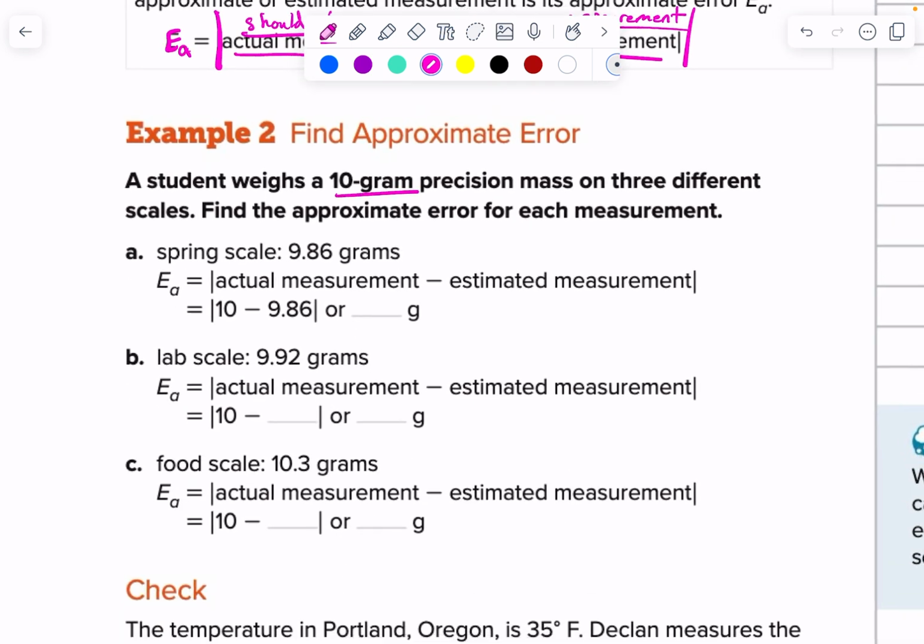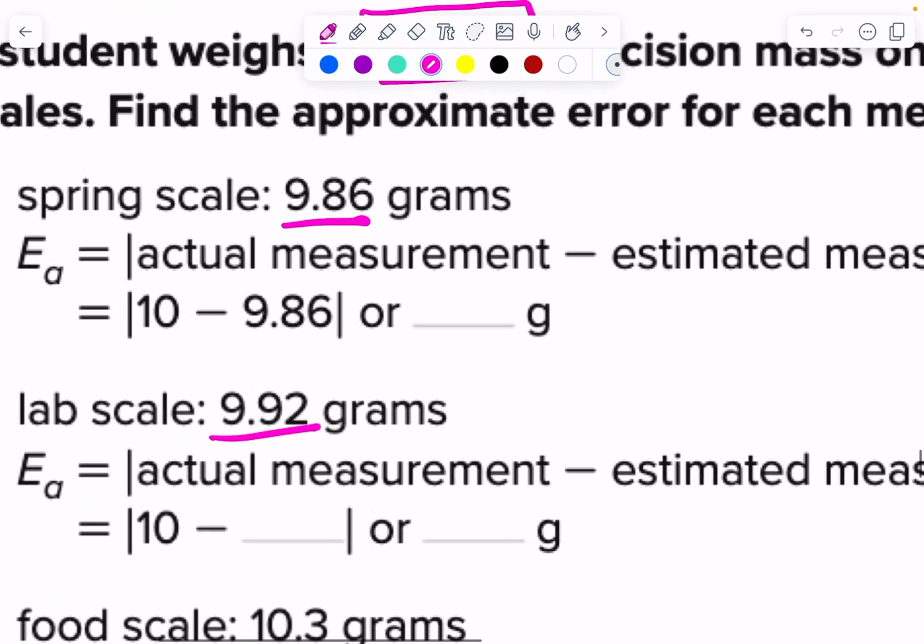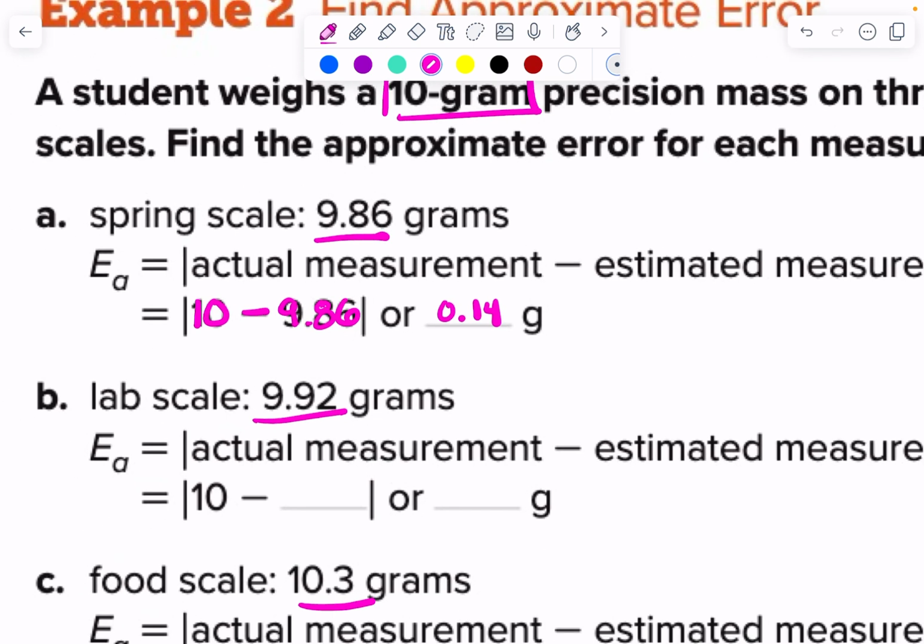So we know that the mass should be 10 grams. Exactly. One of my scales reads this, one of my scales reads this, one of my scales reads this, right? So we're looking at how good are these scales, basically. How accurate are these scales, all right? So I'm going to take the 10, what it should be, minus the 9.86, and I take the absolute value, and that is 0.14 grams is what it's off by, okay?